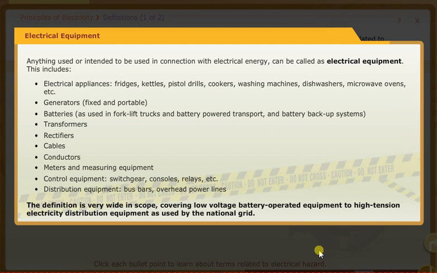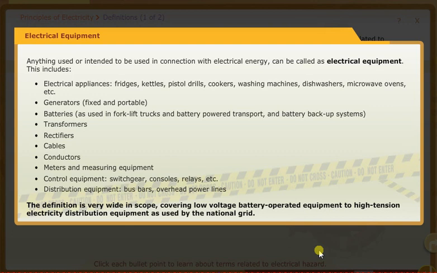Electrical equipment. Anything used or intended to be used in connection with electrical energy can be called electrical equipment. This includes electrical appliances, fridges, kettles, pistol drills, cookers, washing machines, dishwashers, microwave ovens, etc.